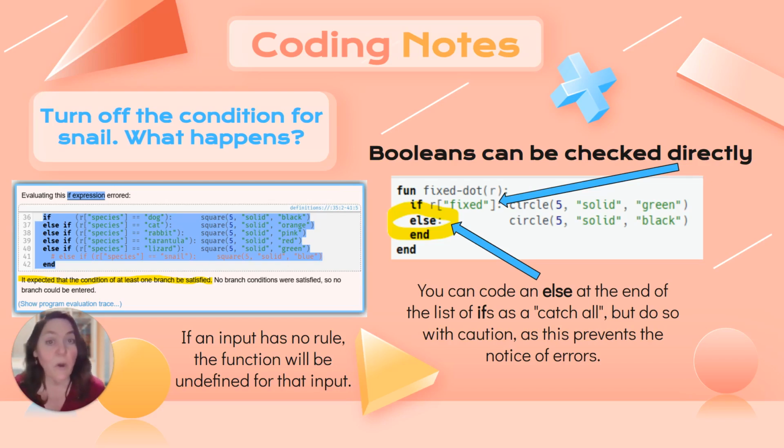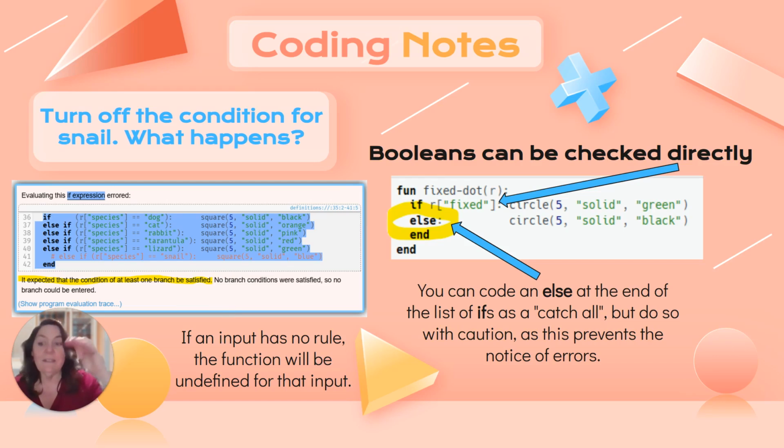A couple of coding notes though that we should take a look at. The students are asked to turn off the condition for the snail in this code and see just what happens. Let's discover this. If I put a hashtag in front of snails and turn it off, then I'm going to get this error message down here, and it's very clear. It's like, hey, something wasn't satisfied.